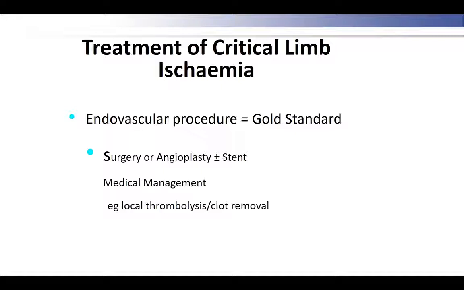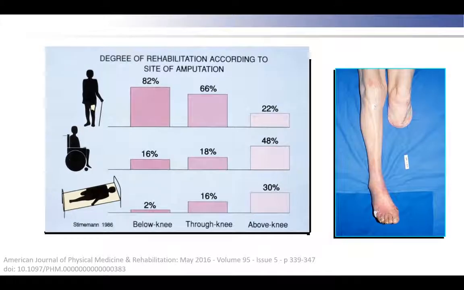In contrast, critical limb ischemia is a clinical emergency, and endovascular treatment is the treatment of choice. And we use surgery, we use angioplasty, and we use local clot removal and thrombolysis. And the big aim, of course, is to reduce amputation. And these figures are from the 1980s, and you can see pretty awful response, particularly for above knee. A third of your patients are bed bound.